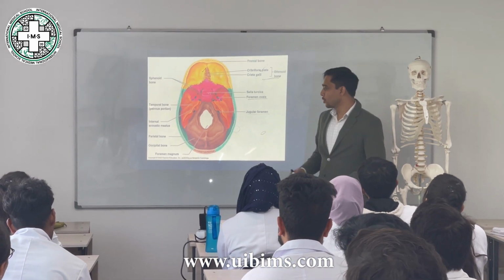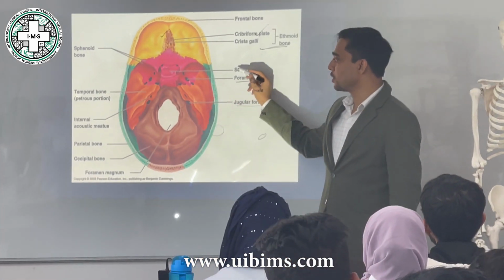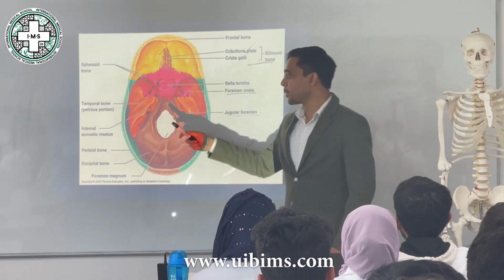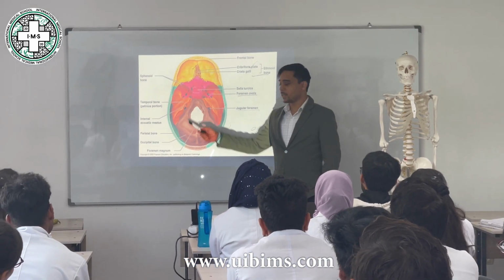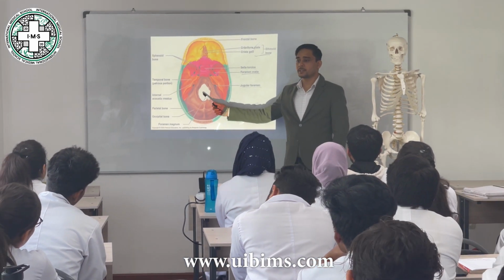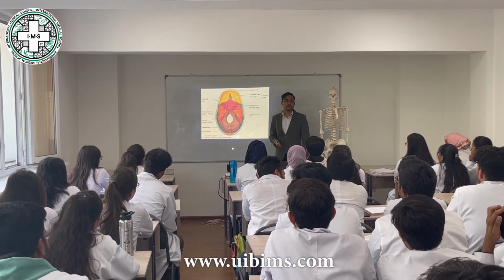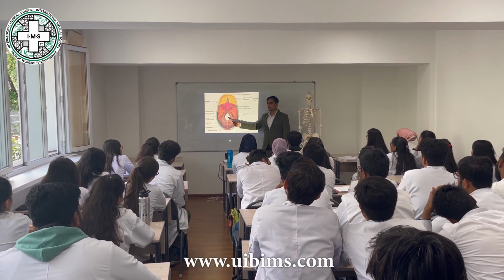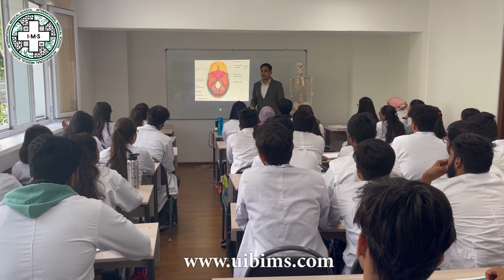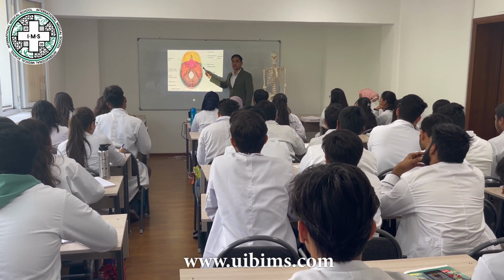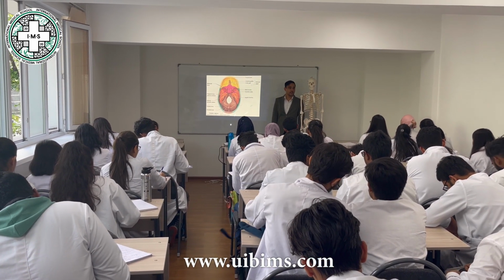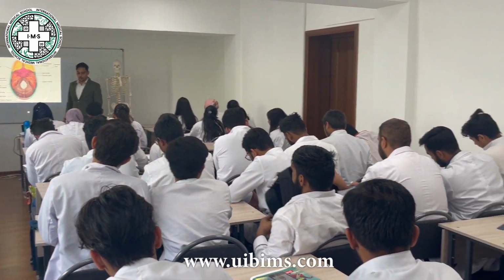So you should know all the structures passing through this foramen. They will ask you questions. What structure passes through the jugular foramen? What is passing through the internal acoustic meatus? For this, what structure is going? Spinal cord is going through this foramen. So for homework, you should know all the structures passing through the foramina of the skull.